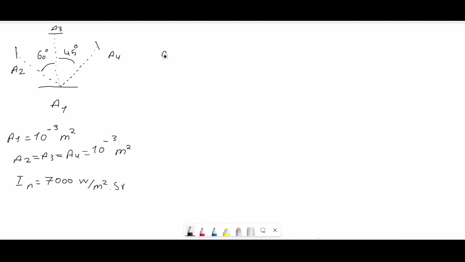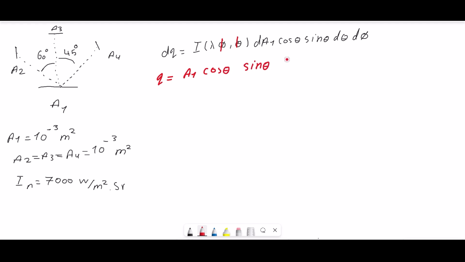From previous lecture, we know that dq is equal to I(λ, φ, θ) dA1 cosine of theta sine of theta dθ dφ. And now here, because A1 is a diffuse emitter, our problem is not dependent on phi and theta. And because these surfaces are very small, we can say that Q is equal to A1 times cosine of theta times sine of theta dθ dφ.